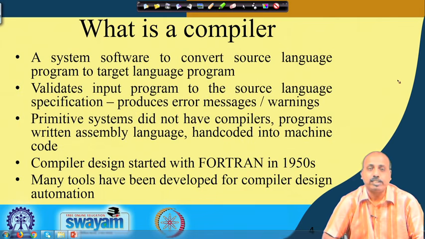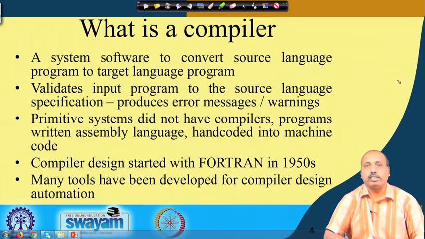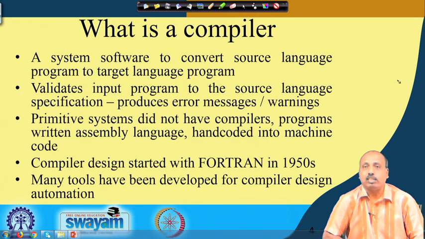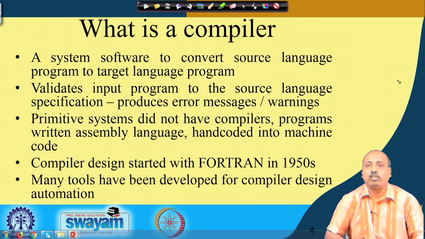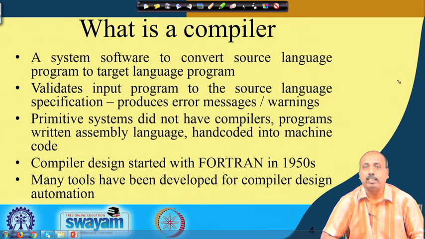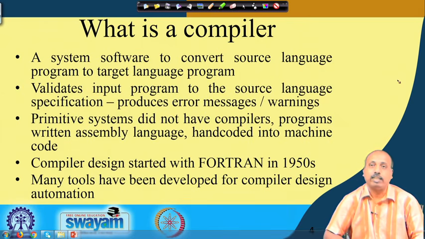Then primitive systems, as I said, the early computer systems, did not have compilers. At that time the electronic design itself was so challenging that people did not think about writing programs in high level language. They thought that entering the values through some switches and all should be good enough to judge the underlying hardware, and programs were written in assembly language and hand coded into machine code. After this machine language, we have the next level of programs.